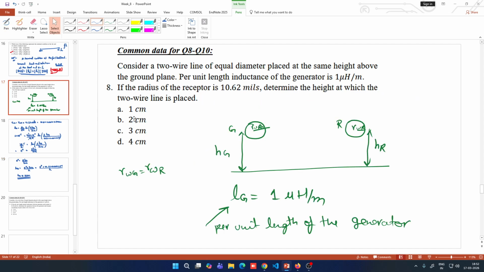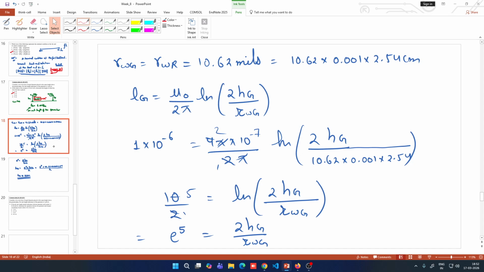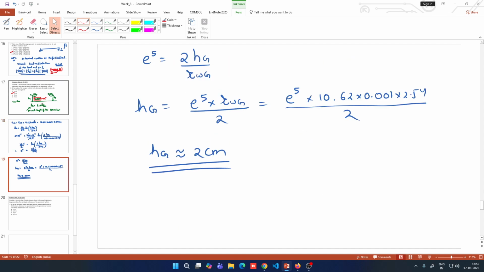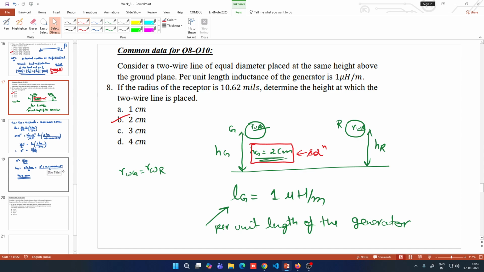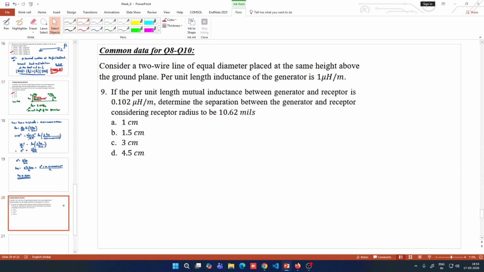So that means these wires are placed above the ground at a height of 2 centimeters. The correct answer is option B. I hope this is clear. If you have any doubt in question number 8, please let me know. If question number 8 is clear, we will move on to question number 9.